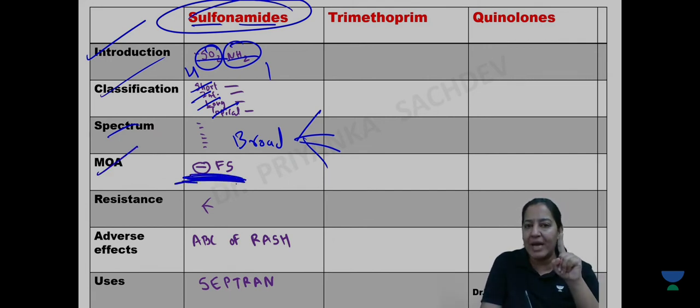It inhibits the enzyme known as folate synthetase, which is required for the conversion of PABA into dihydrofolic acid.